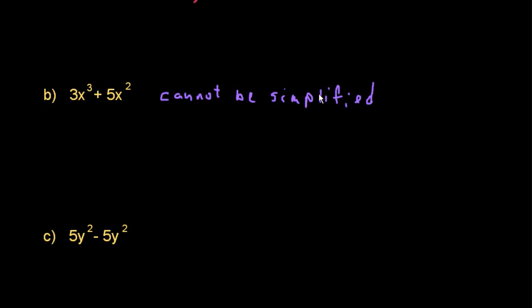The next problem is a subtraction, and we check to see, do we have the same exponents for each of the terms? And yes, we have y to the second power in both terms. So we can simplify this, and let's rewrite this one as we have a subtraction. We can change the subtraction to add the opposite. So the opposite of 5y squared is negative 5y squared.